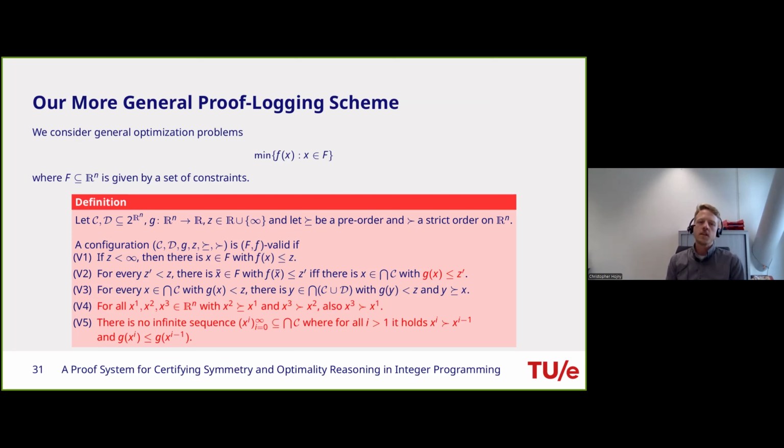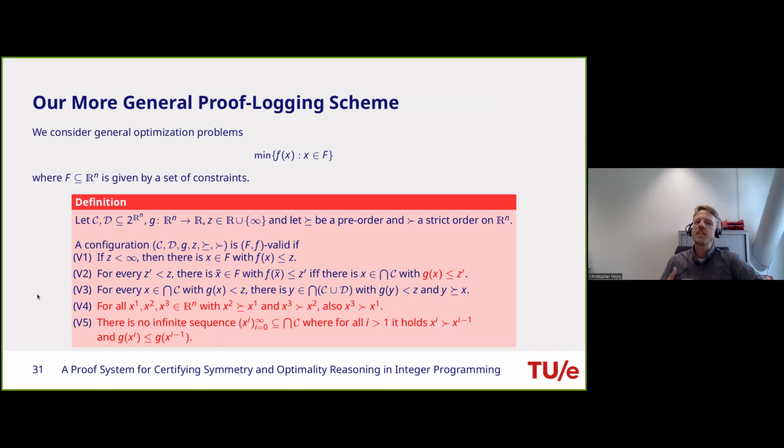And as we have seen from the dominance-based strengthening rule, in the binary world, there cannot exist infinite sequences such that I can make progress arbitrarily in every step. And this is a technical assumption that we need to introduce in our proof system. Namely, we assume that there is no infinite sequence inside the set of the core constraints, such that in every step I have a strict improvement with respect to this strict order, and I also do not get worse with respect to the objective function.